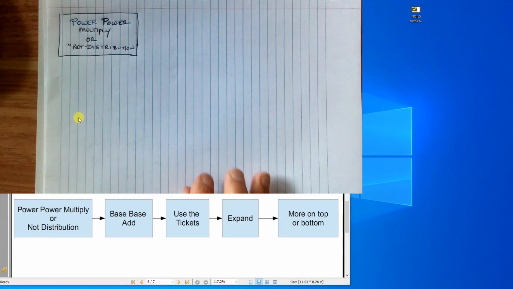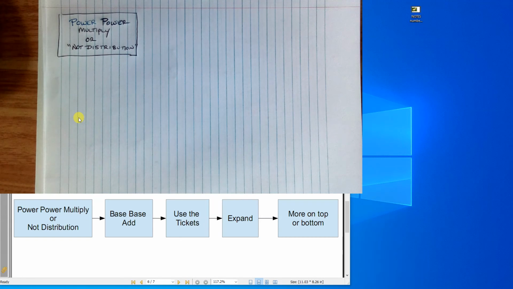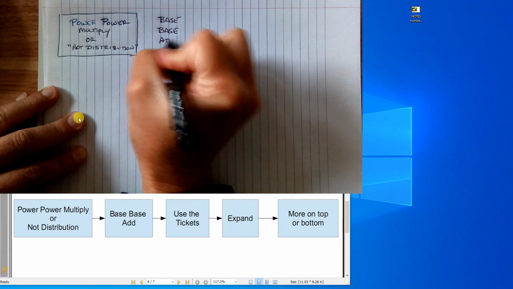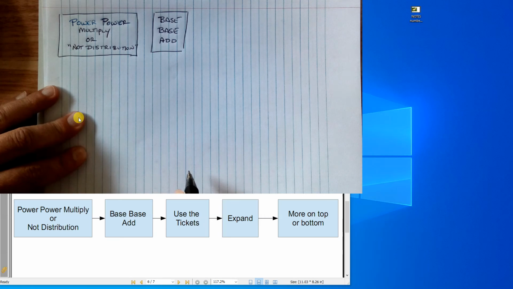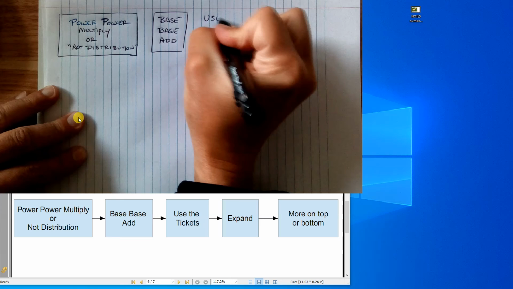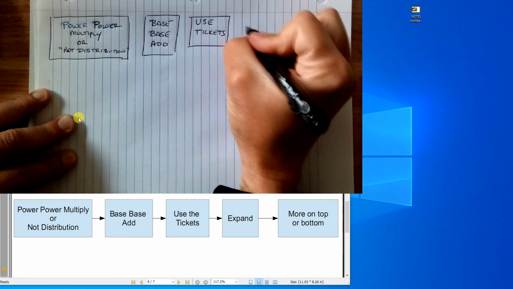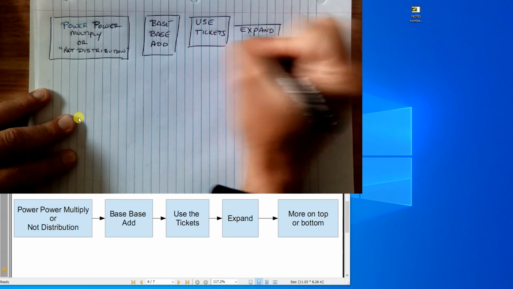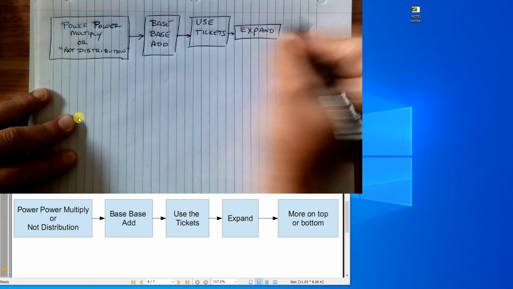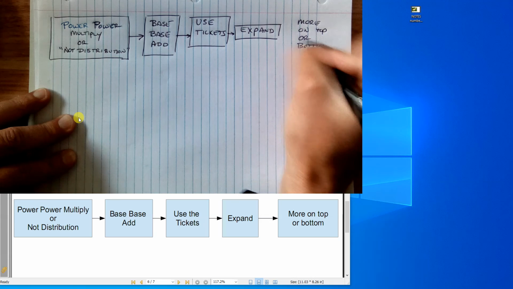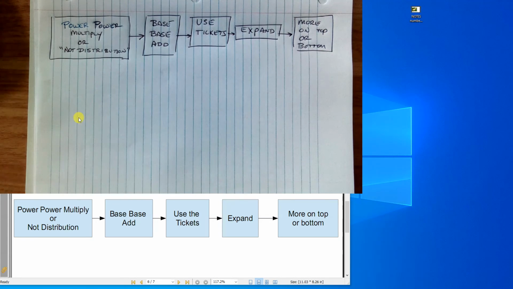So I would start with power to a power, multiply, or not distribution, which are really the same thing. From there, go to a base, base, add. From there, use your tickets. From there, expand it. And then there, do your more on top or bottom. So power to a power, multiply, or not distribution, it's the same thing. Base, base, add, use your tickets, expand it, more on the top or the bottom. And we'll do one example here.